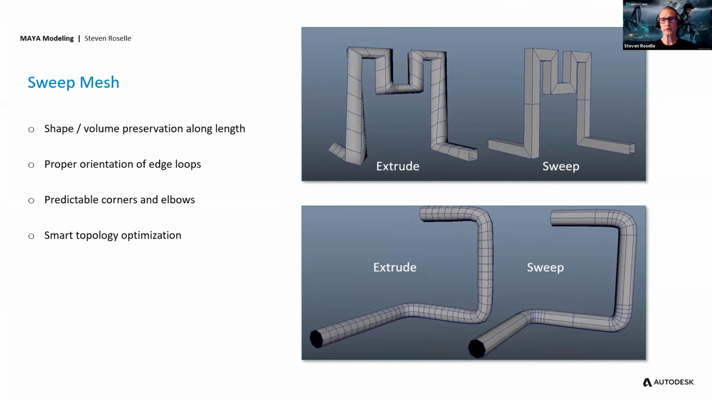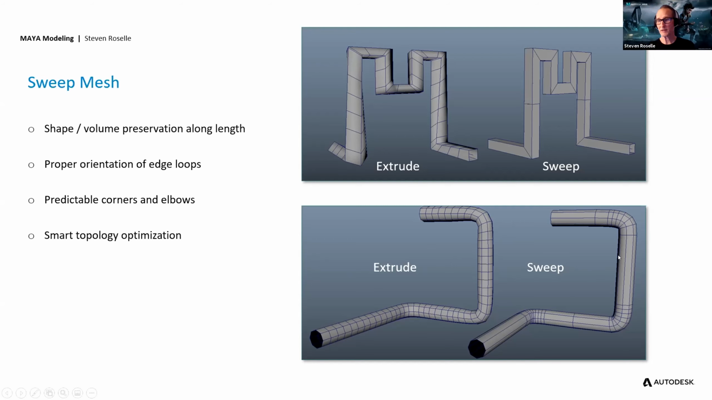The old extrude tool just didn't know what to do with those, as you can see from this image. And also volume preservation. When it comes to actually creating pipes, for instance, you want to have a uniform volume across that. You want proper edge orientation when you're doing the elbow bends. The old extrude tool just, again, didn't really handle that. The new sweep handles it quite well.